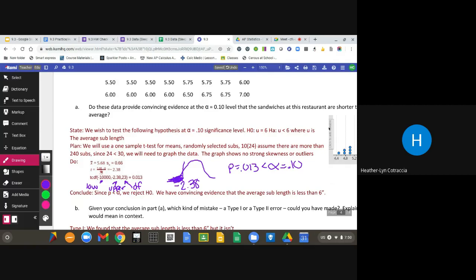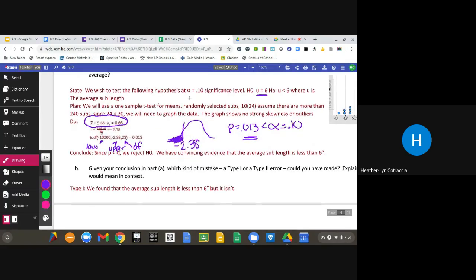Okay? And then, by the way, we should talk about interpreting the p-value. We've talked about this before, but your p-value is the probability of your results if your null is true. So if the mean is actually 6 inches, then the probability that we get the sample statistics that we did, a mean of 5.68 and a standard deviation of 0.66, is 0.013. That is a weird and unusual, low probability, so therefore the null is probably not true.